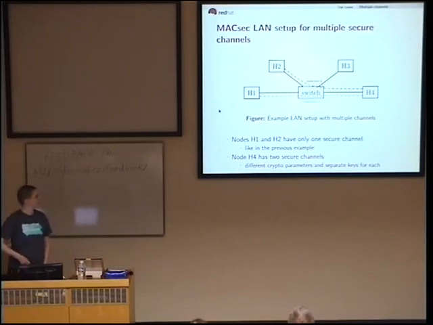If you want to have multiple secure channels, for example, because you don't want host 1 and host 2 to be able to see each other's traffic with host 4, so you want separate keys for the communication between host 1 and 4 and for host 2 and 4, then you would set up a secure channel between host 1 and 4 and a different secure channel between host 2 and 4. So nodes 1 and 2 have only one secure channel, the same configuration as before, but host 4 has two secure channels. And you can use completely different cryptographic parameters. You can use encryption with one and only authenticity for the second one, for example. That's completely separate.